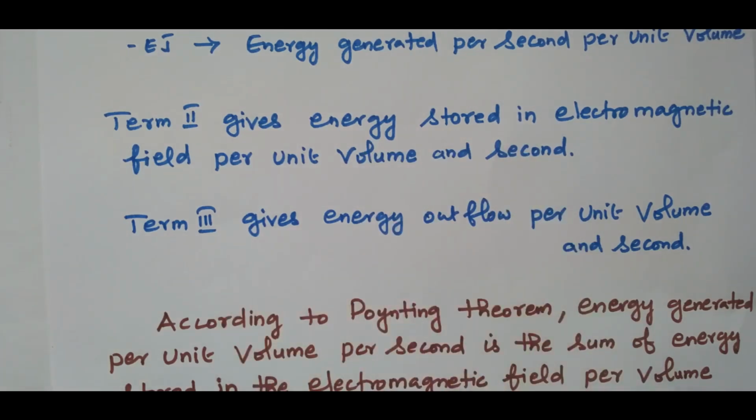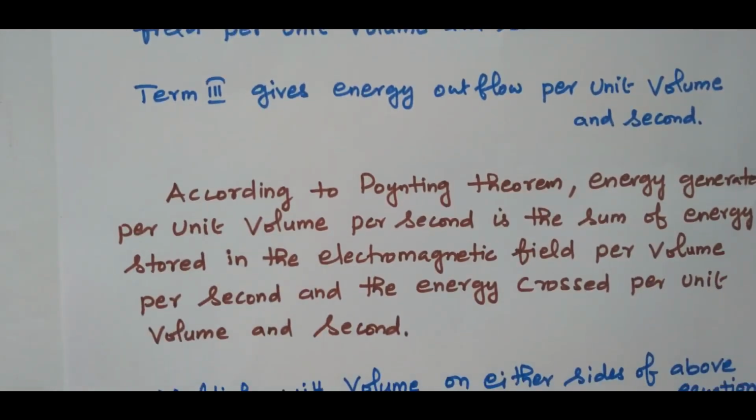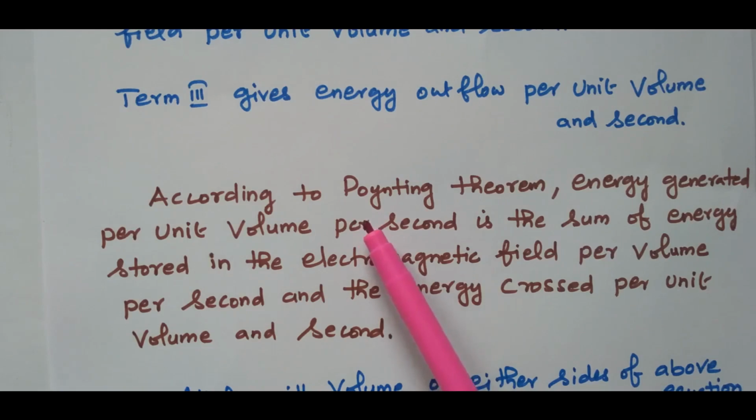So by combining these three, the statement of the Poynting theorem is: according to the Poynting theorem, the energy generated per unit volume per second, that is the first term, is the sum of the energy stored in the electromagnetic field per unit volume per second and the energy outflow per unit volume and second. Right? Term 1 is equal to the sum of term 2 and term 3. That is the statement given by Poynting. So the energy generated is equal to the sum of energy stored and energy outflow. This is the statement of the Poynting theorem.